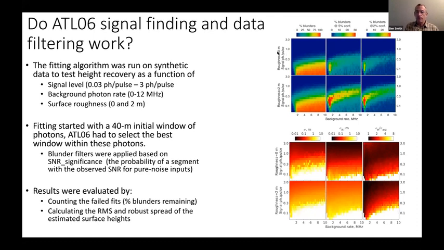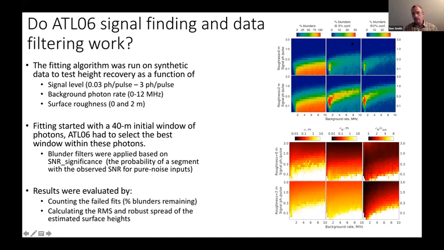So if we had no roughness, so if we had a nice smooth flat surface and we had between 10 megahertz background rate and 0 megahertz background rate, and we had between 0.1 signal photons per pulse and 3 signal photons per pulse, what was the probability of getting a blunder? So if we applied no filtering and we had a strong signal, we were very unlikely to get a blunder. If we had a weak signal, applied no filtering, then we were very likely to get a blunder.